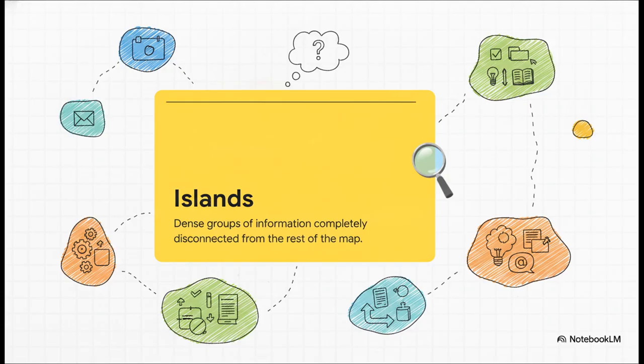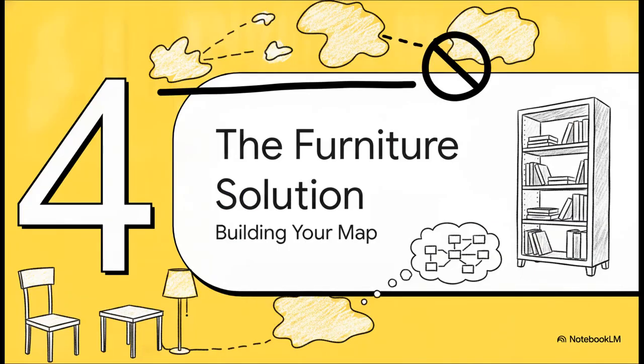Trap number 3 is islands. These are those really dense, highly developed groups of information that honestly look great on their own, but they stay completely disconnected from the rest of the map. Islands compartmentalize your understanding. They completely block that fluid, big-picture problem-solving that you absolutely need if you want true mastery of a subject.